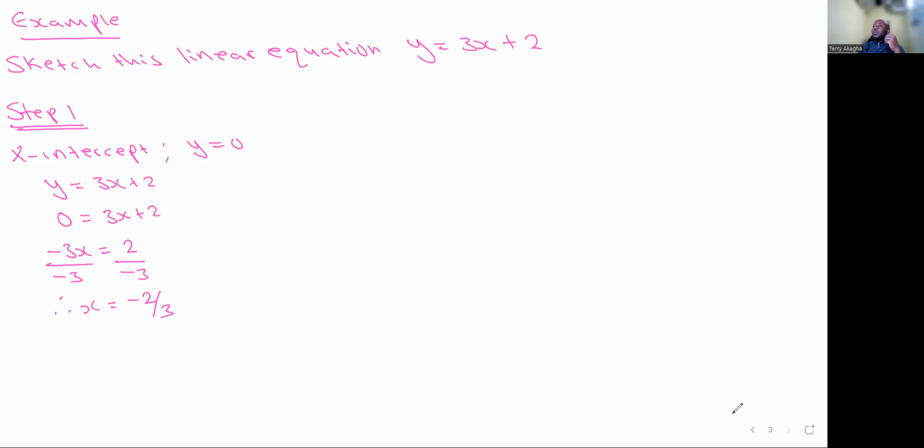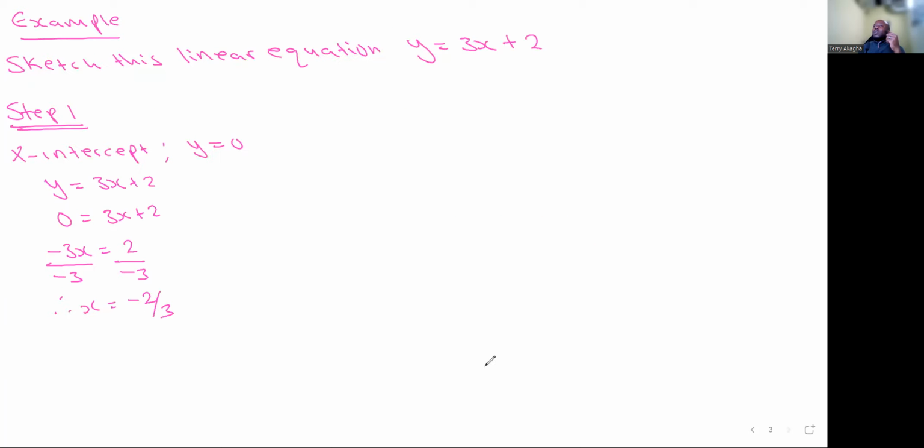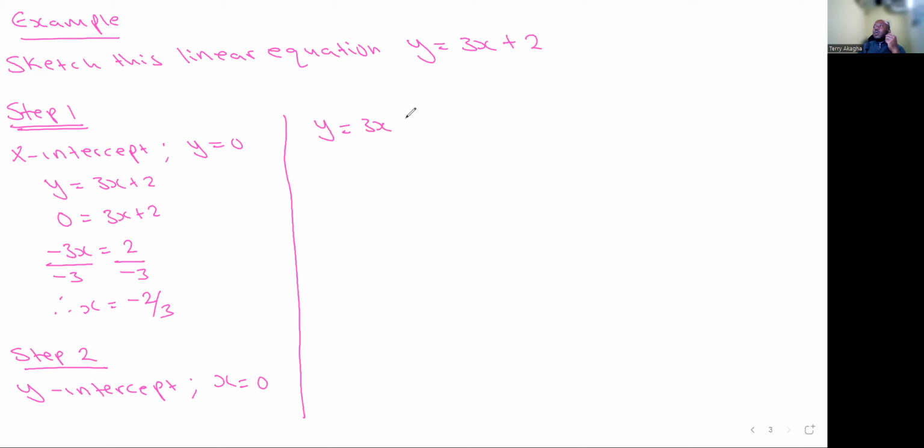So we're going to go to the next part, which is find the y-intercept. To find the y-intercept, we set x to be equal to 0. So step 2. So the y-intercept, x is equal to what? 0. Then we'll put the equation we have: y is equal to 3x plus 2. So anywhere you see x, you put 0. So you're going to give us y is equal to 3 into bracket 0 plus 2. And y is equal to what? 2. Are you seeing it?